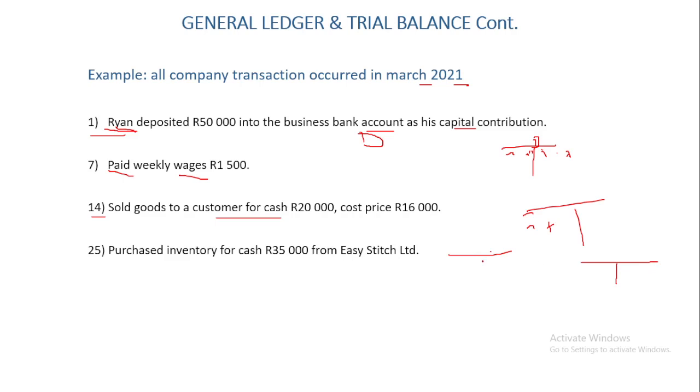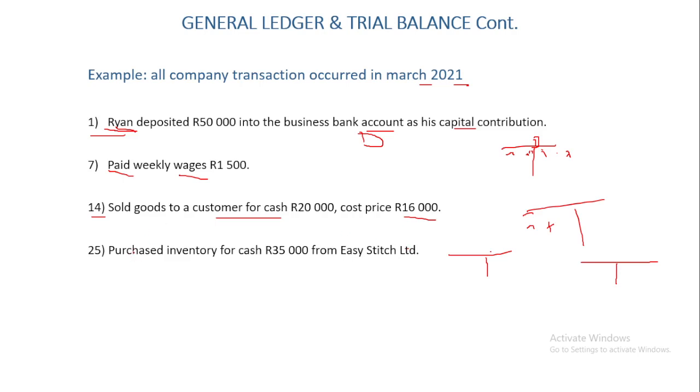And then we're gonna open another expense account called cost of sales. Since this account is increasing because a sale was made, we're gonna go to the debit side and write 2021 March, on the 14th, we've got inventory, which has now turned to cost of sales of 16,000.